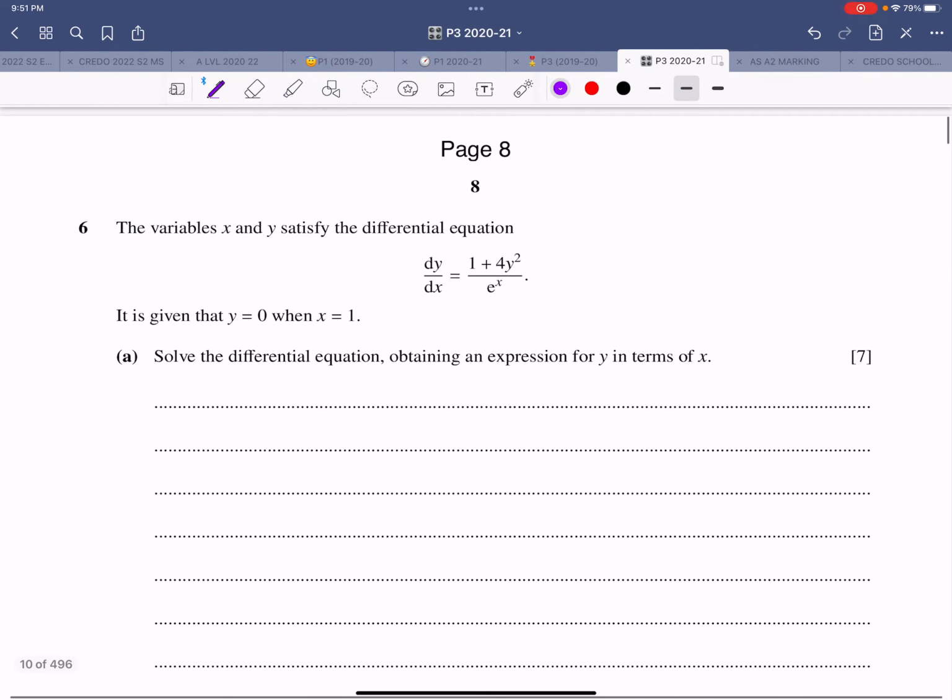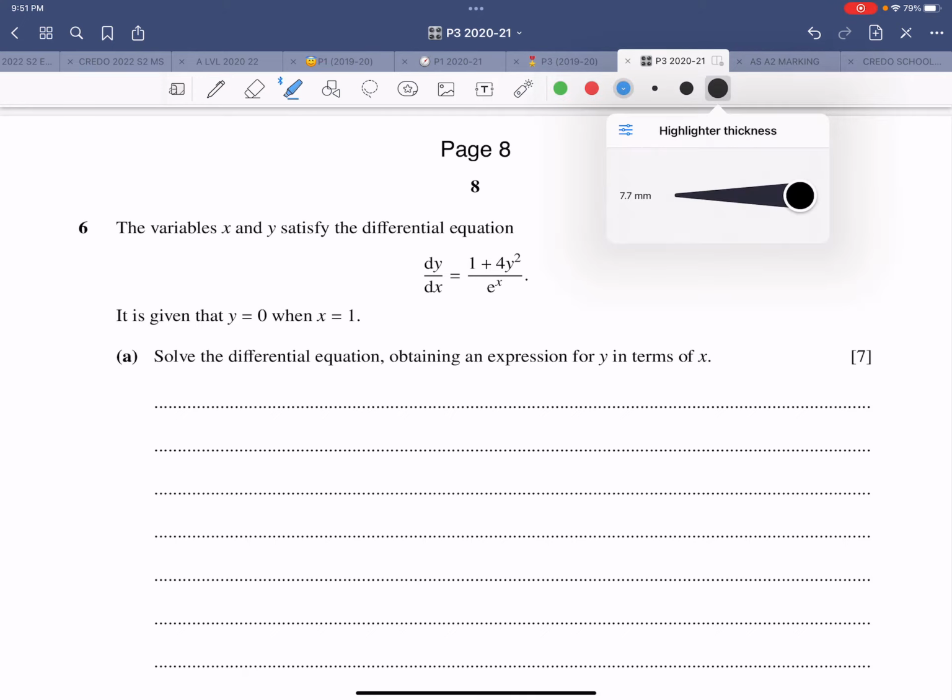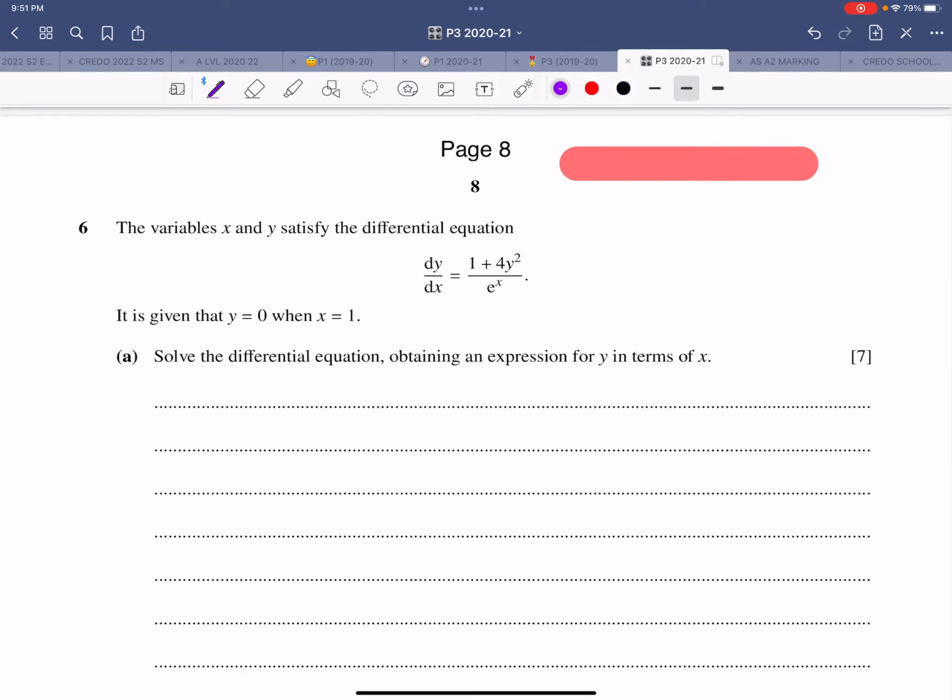Let's move on to the next question. The next question is about what? Differential equation. And it says the variables x and y satisfy this differential equation. This is the condition given. y is 0 when x is 1.